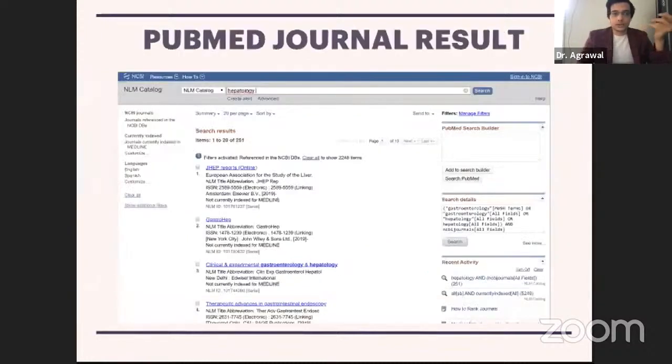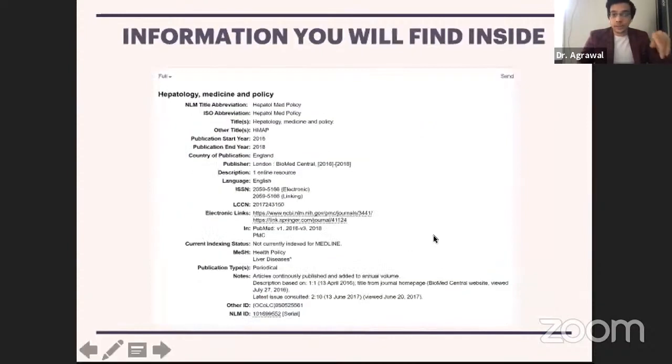But if you search, say, for hepatology, you will find a result of all the journals that at one point at least were indexed in PubMed or Medline. So if you click on any one of those results, this will be the page you'll be met with. You see information about the journal, you see what year it started, where it started from, and you see the current indexing status, which says not currently indexed for Medline.